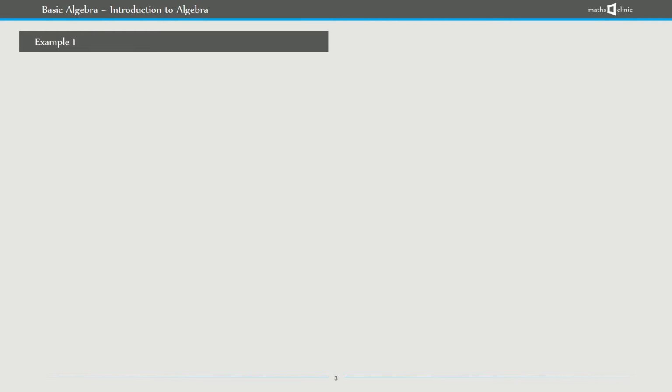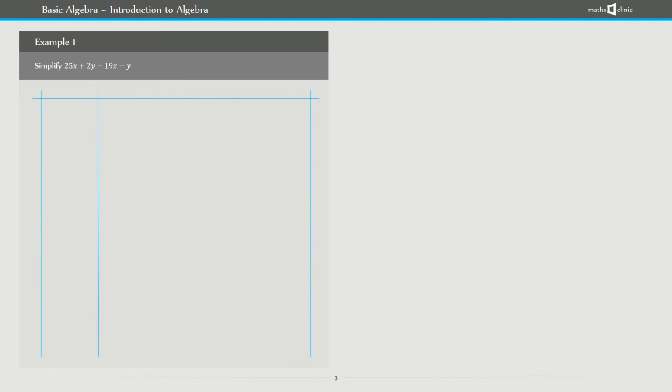Example 1 says: simplify 2x plus 2y minus 19x minus y. Step 1. Now we have 25x plus 2y minus 19x minus y. We know that we can't add 25x and 2y. We obviously can't do that.